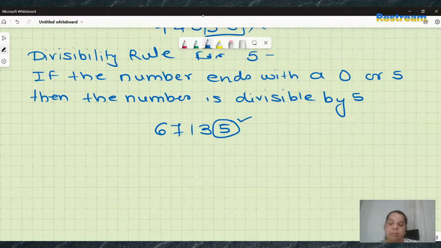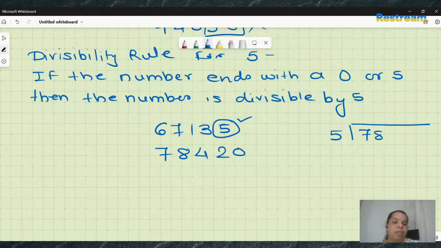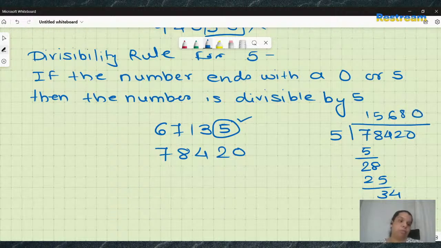Now next one, let's see if this number is divisible by 5. 78420. So 5 times 1 is 5, 2 comes down, 5 times 5 is 25, 3 comes down, 5 times 6 is 30, 4 comes down, 5 times 8 is 40, and then the extra 0. So this number is also divisible by 5.